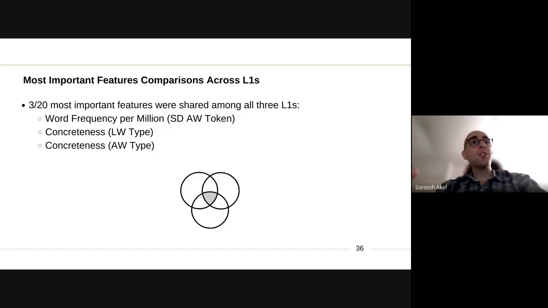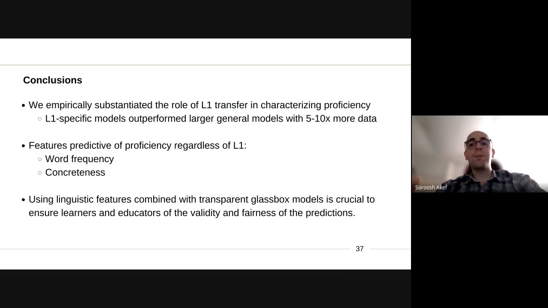So what this is telling us is basically that if you are training a model that doesn't take L1 into account, then you could perhaps use frequency and concreteness. Otherwise, the models are going to be very dependent on the L1. And training an L1-specific model with much less data, 5 to 10 times less data, can actually outperform a larger model that doesn't take L1 into consideration.